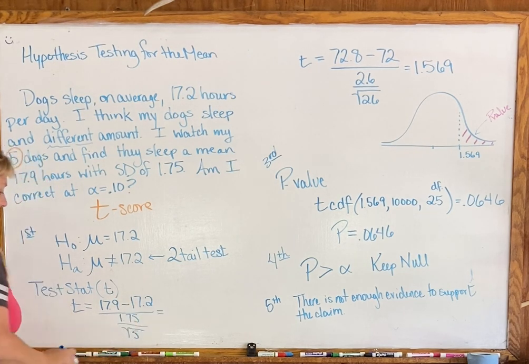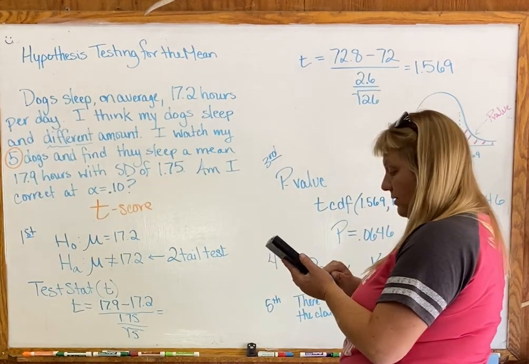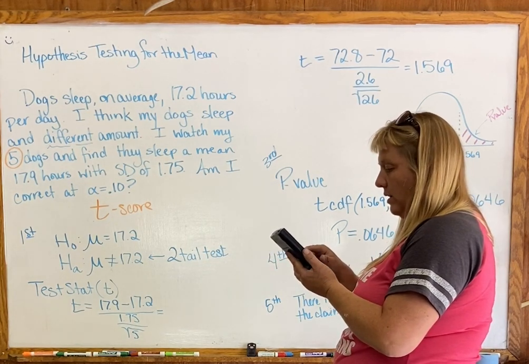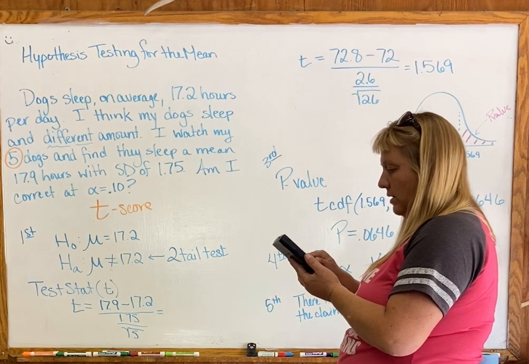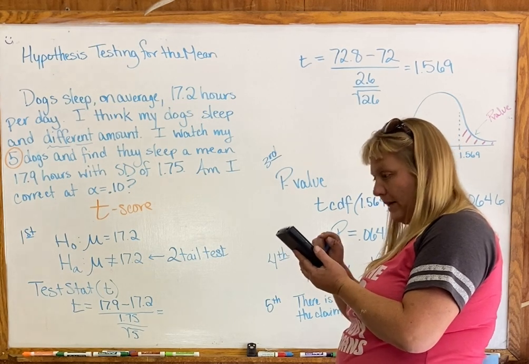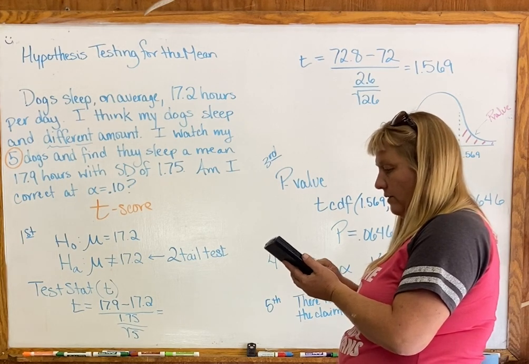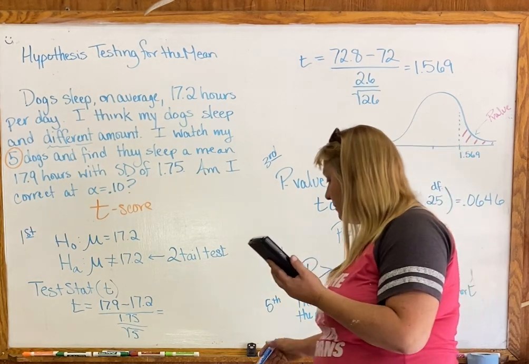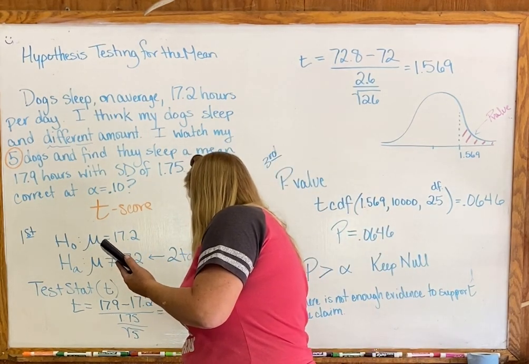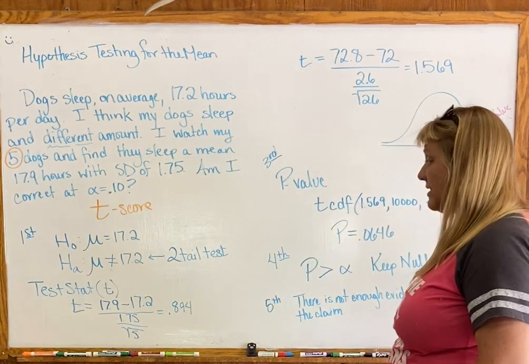Okie dokie, so once again, we will stick that into the calculator: 17.9 minus 17.2, enter, divided by, parenthesis, 1.75 divided by the square root of 5. Talk about a pain. Okay, so I got 0.894 here. And remember that this is a t-score. I know it looks like an area right off the bat, but it's a t-score.